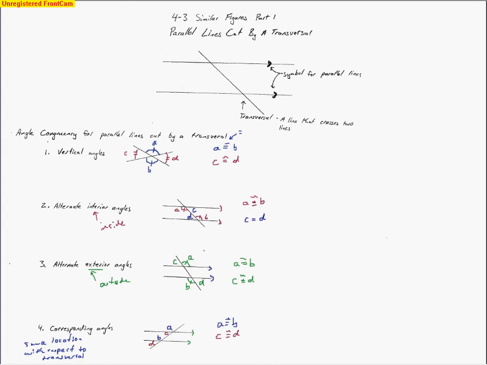We got some other ones, so let's take a look at those. We've got this one right here. We'll call this one E, and this one F right here. See how they're on the same side of the transversal, and they're in the same location too. They're above the parallel line that they represent. So E and F are also congruent.